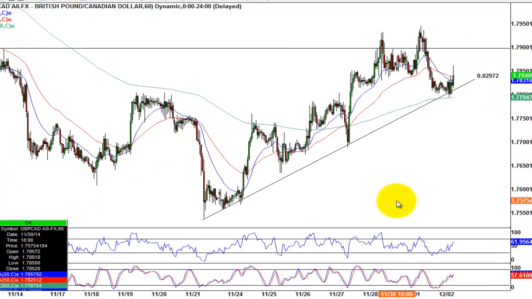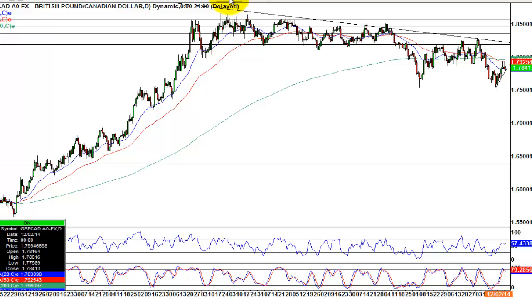So this is essentially the confirmation we look for getting into trades on the daily or on the weekly. We always want time frame correlation if we haven't got any meaningful reversal divergences on the RSI or the stochastic, which we don't have. Okay, so that's what we're looking at on pound CAD.